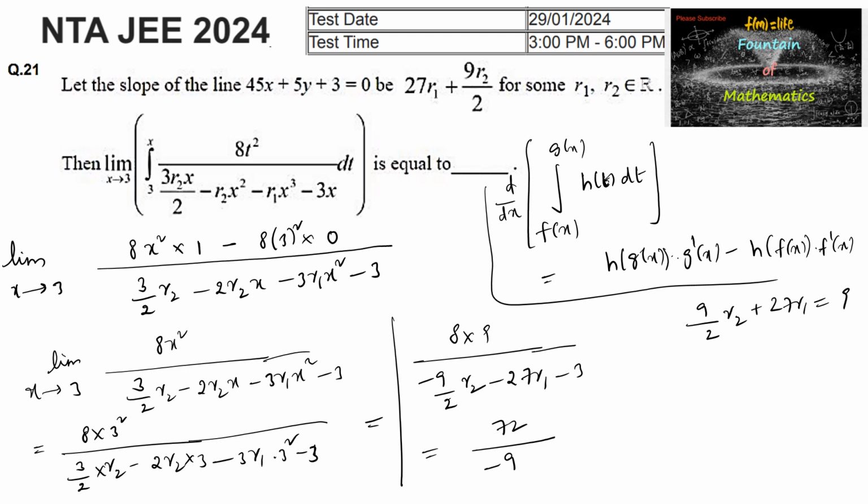and again this is, sorry, it is minus 9. So we can write plus 9 here, minus 3. So 72 divided by 6. So 72 divided by 6 is 12. So 12 is the answer for this question.